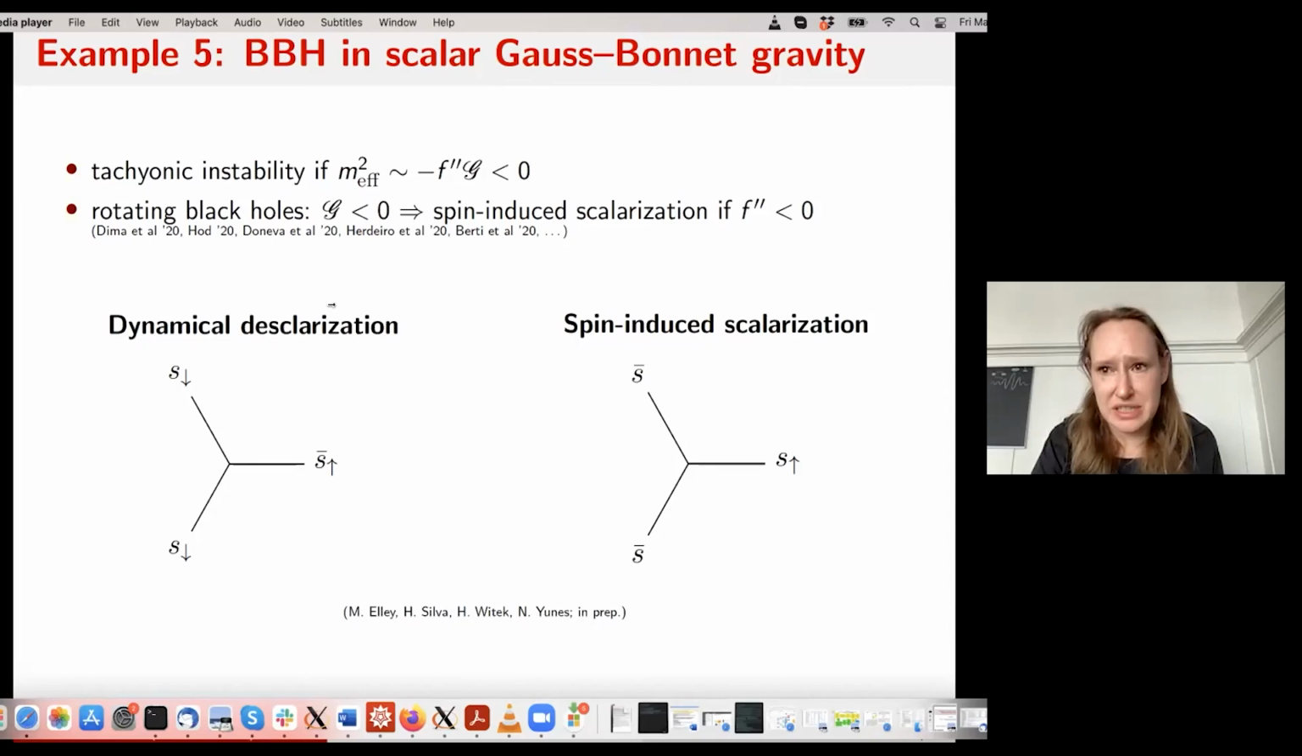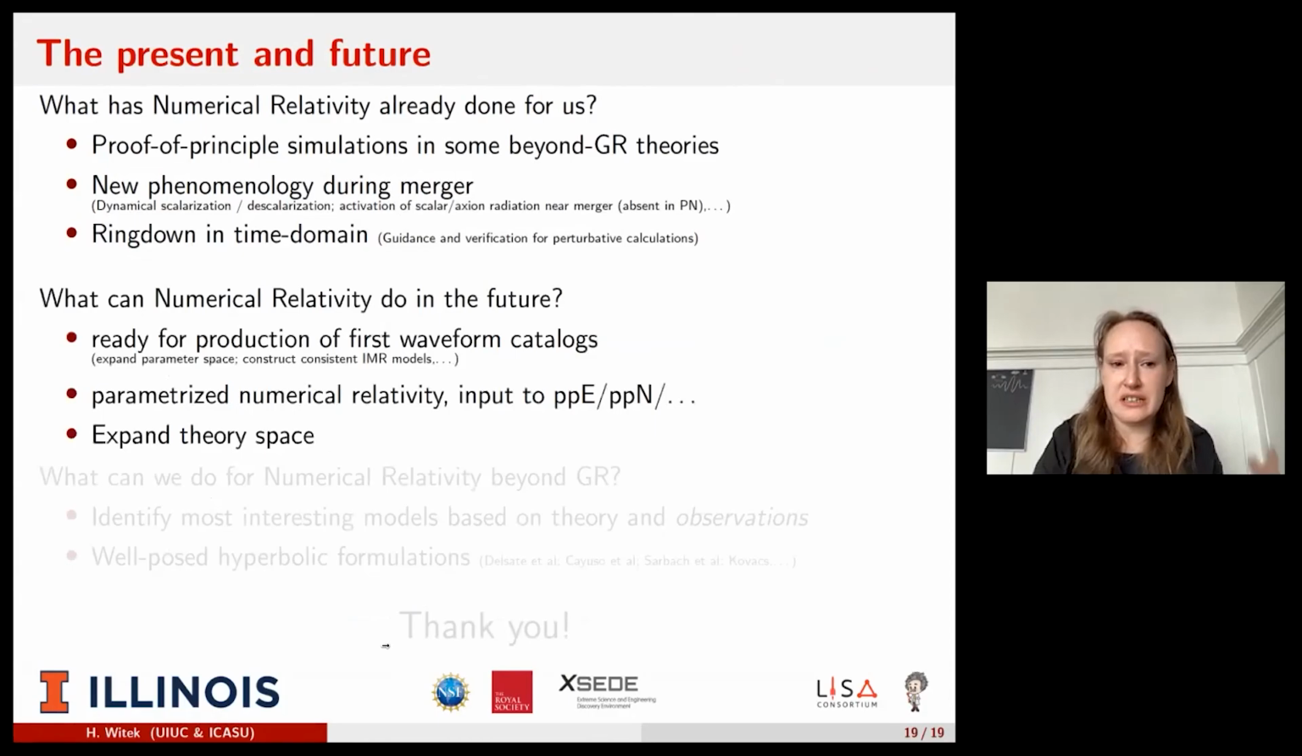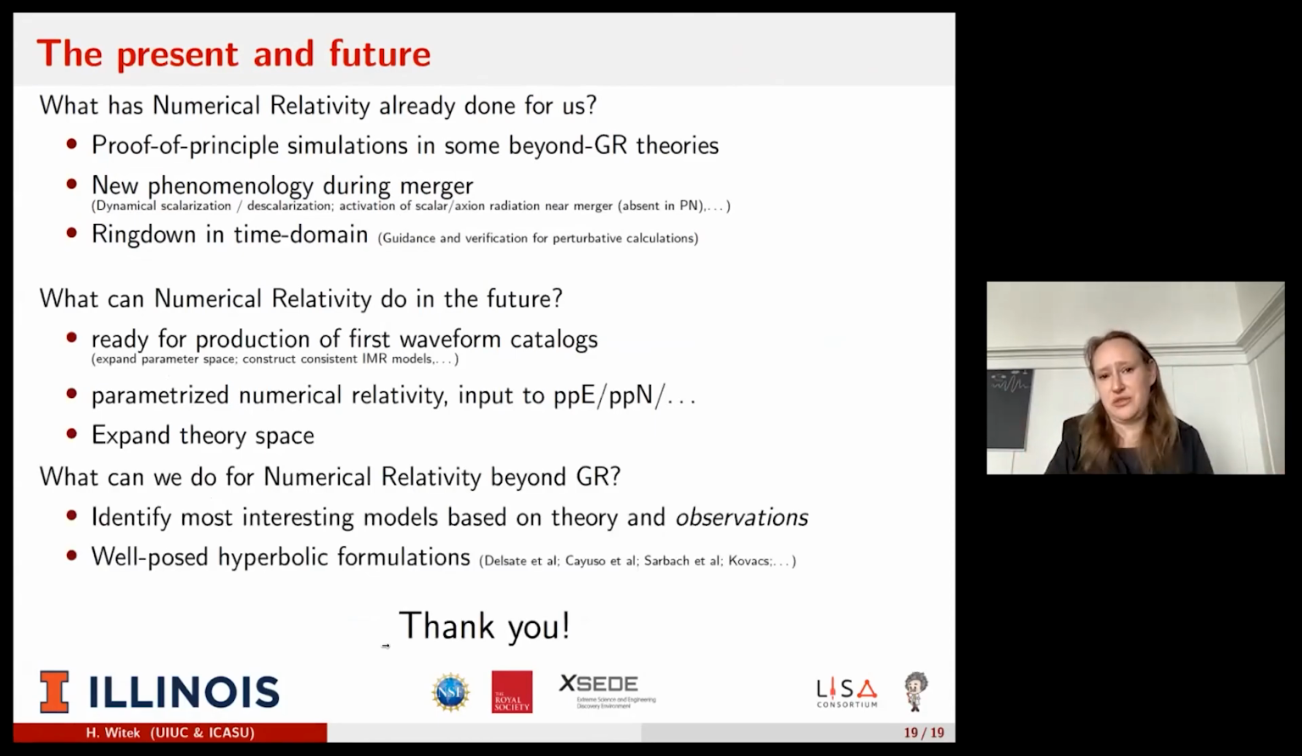Good. With that, let me summarize, because I think I'm also already out of time. What I wanted to show you today is that we do have numerical relativity calculations in some extensions of general relativity. I would call them proof of principle simulations that have shown us new phenomenology. Looking forward, what we now need to do if we really want to connect from these theoretical models to gravitational wave observations is to produce complete inspiral-merger-ringdown models, which also includes producing at least a small set of waveform catalogs that we can use. And of course, you may want to expand in theory space as well.